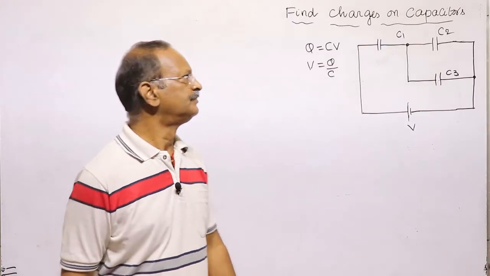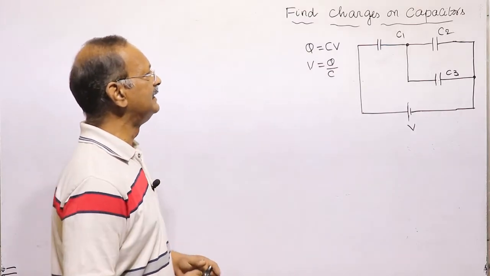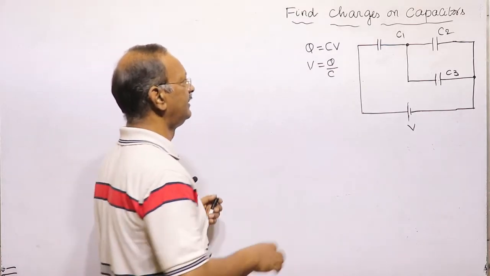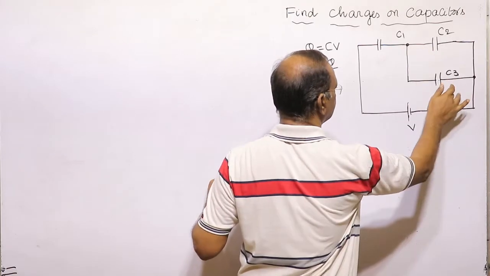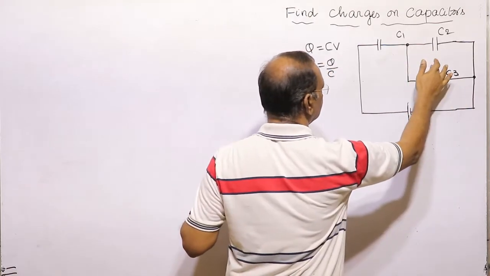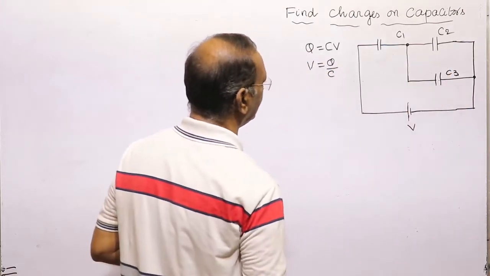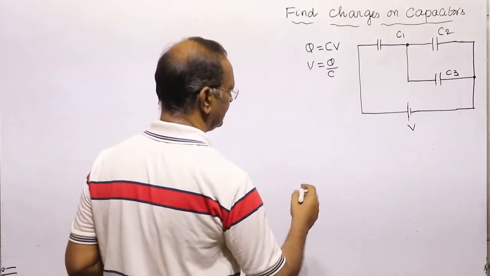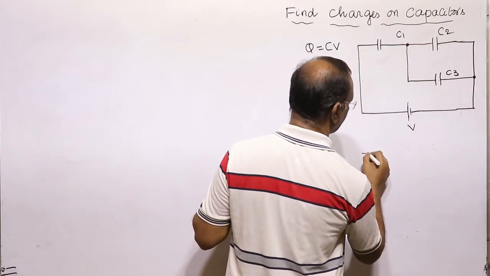Welcome student. Find the charges on each capacitor. There are three capacitors C1, C2, C3. C2 and C3 are in parallel, so we can write the equivalent circuit.